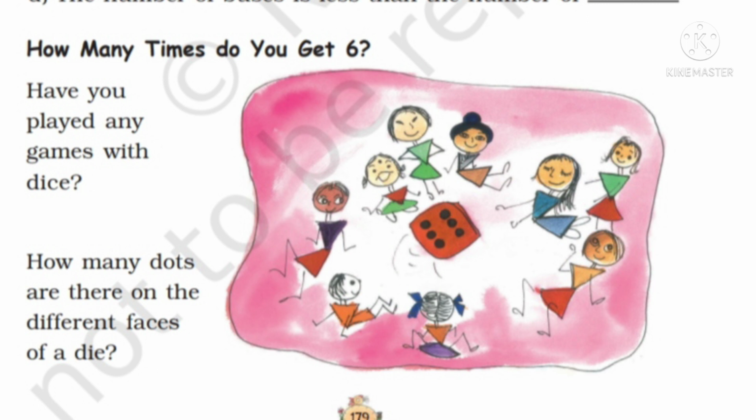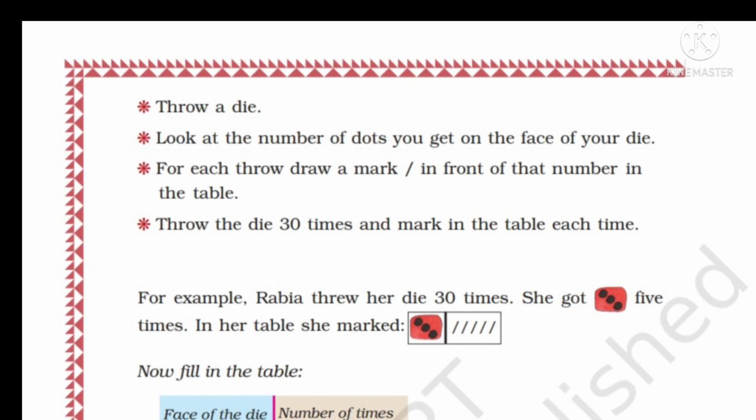Right? Right. Throw a die. Look at the number of dots you get on the face of your die. For each throw, draw a mark in front of that number in the table. Throw the die 30 times and mark in the table each time. You have seen a dice, right? Yes. We have to throw this dice how many times? 30 times. And each time we will get some points.